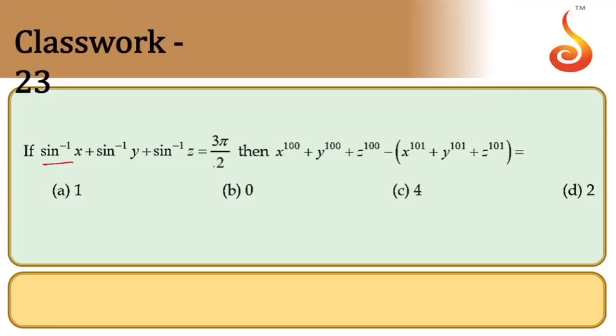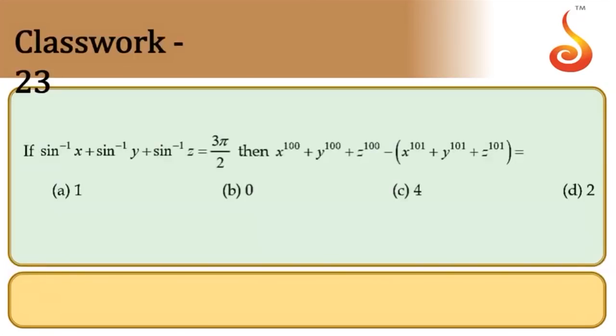And clearly this is a very simple problem, because sin inverse x has a maximum value of 3 pi by 2 when x is equal to 1, and y is also 1 and z is equal to 1. So the solution for the problem is equal to 0.